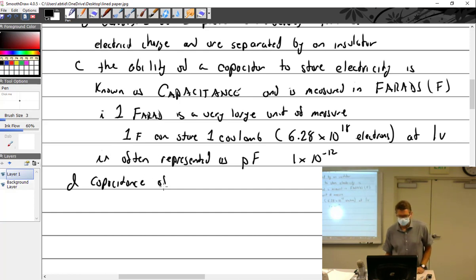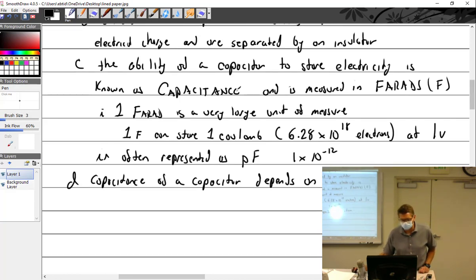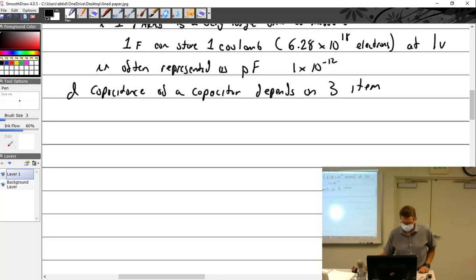Okay, capacitance of a capacitor depends on 3 items. I'm a little confused still with the often represented as picofarads. Oh, picofarads. Yeah, which is just to say that we usually are down in the picofarad range. So if you do a math problem and you come up with something like 18 farads, you probably made a mistake.